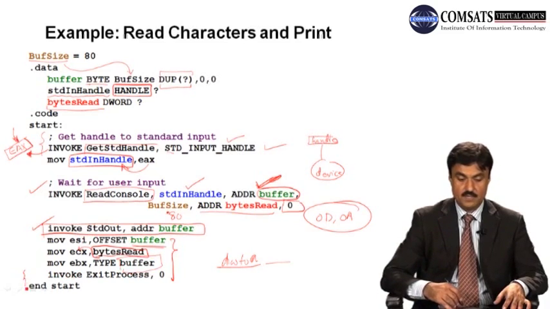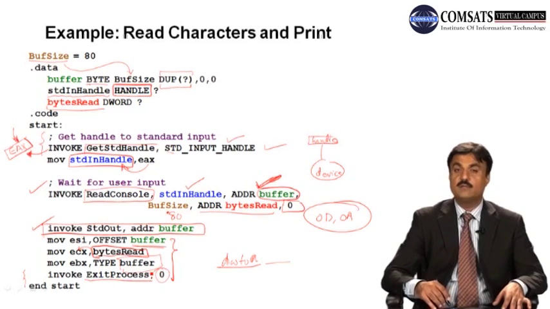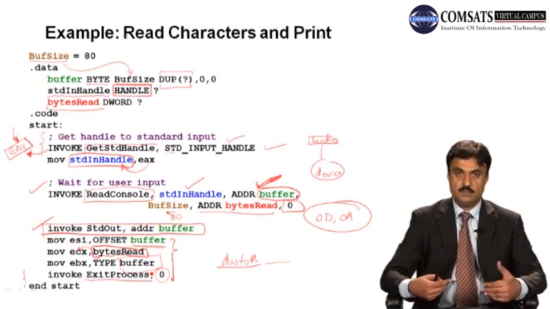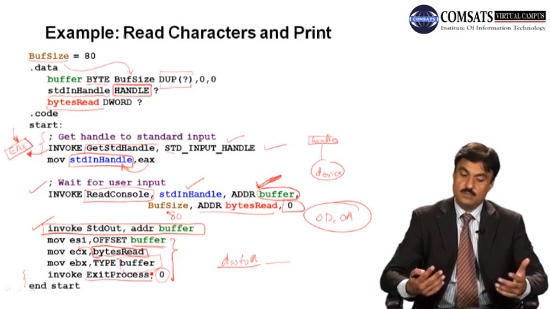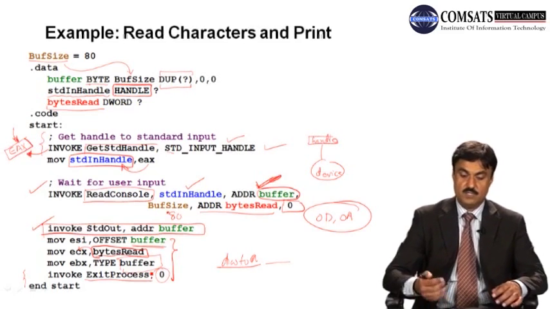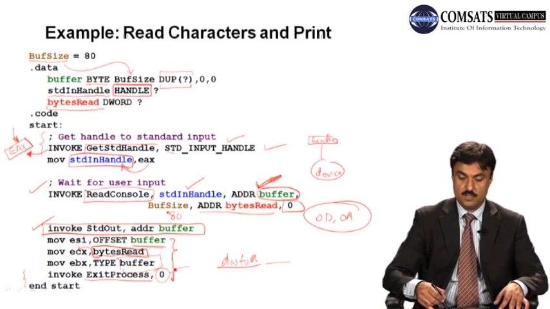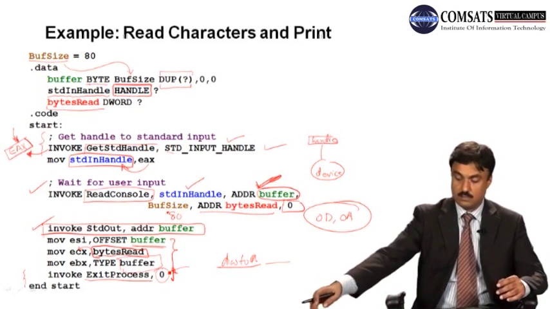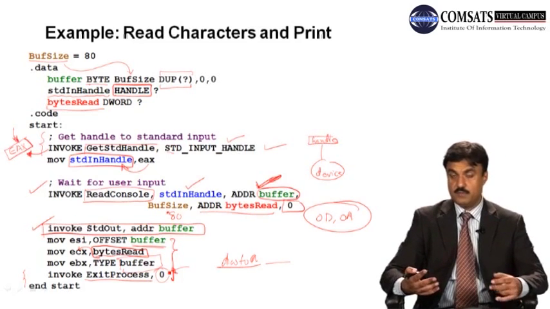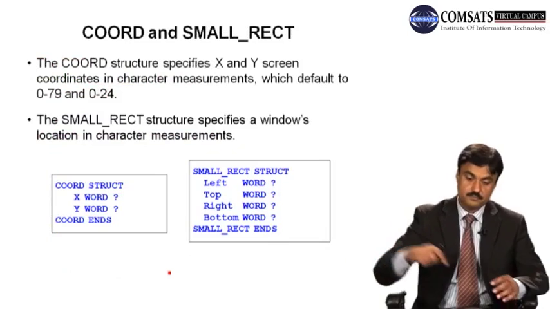And this one is the exit process. This exit process, as I told you, we are continuously using since the first program in our assembly language during this course. This is one of the Win32 console functions with only one parameter, 0. It will close all the threads and return control back to Windows, the operating system. So this program will wait for you until you type 80 characters.